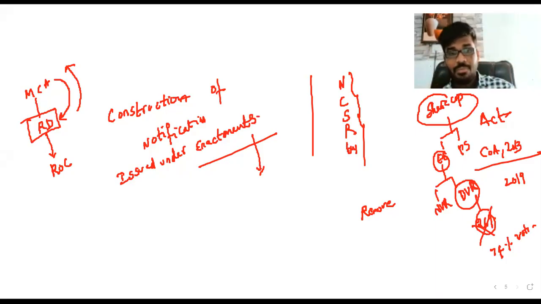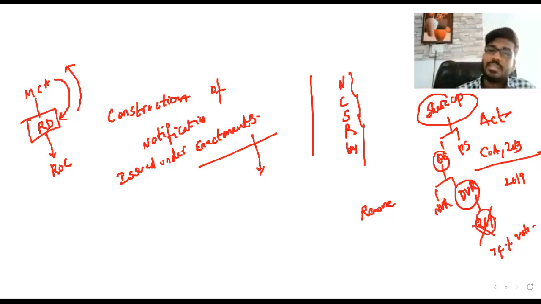So if I have the power to make an act, I also have the power to amend that and to remove that. Simple example, sir. What happened recently? The Citizenship Amendment Act is there in India.